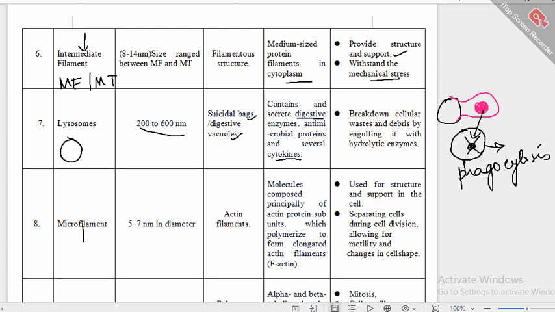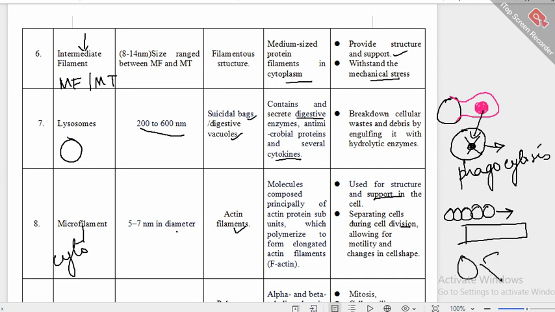Next is microfilament, which is a type of cytoskeleton. It is 5 to 7 nanometer in diameter. They are known as actin filaments. In the section on actin filaments, I told you that we will read about them in microfilament. They are principally made of small actin protein subunits, which polymerize to form elongated actin filaments. They are used for structure and support in the cell, as the name cytoskeleton indicates, and they separate the cell during cell division. One cell gets separated into two cells with the help of microfilaments, and they allow motility and changes in cell shape.